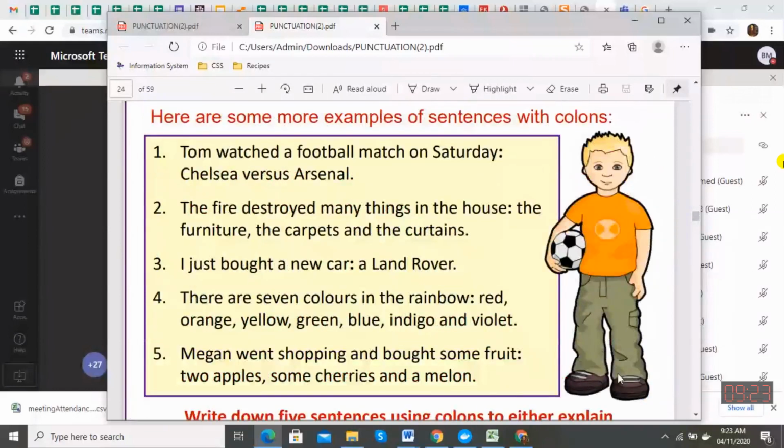Here are some examples of sentences with colon. Tom watched a football match on Saturday: Chelsea versus Arsenal. Can any girl read the slide?